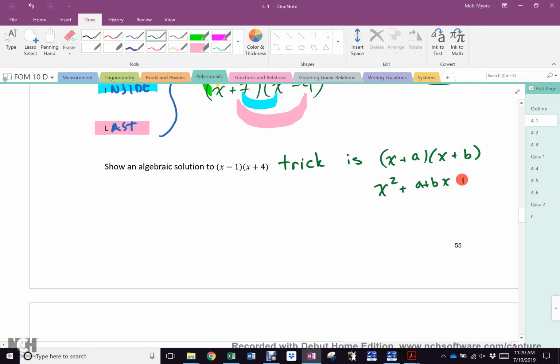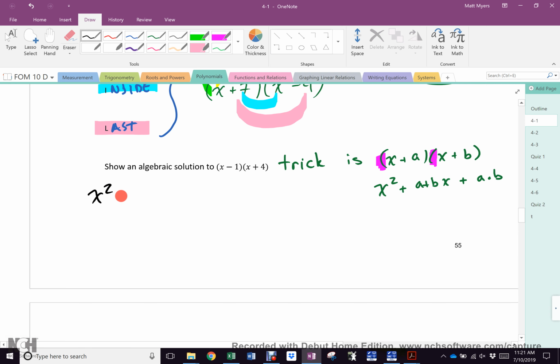But that only works when x is alone. So let's look at this. Is x by itself? Does x have a coefficient? No. So it's going to be x squared. And what's negative 1 plus 4?